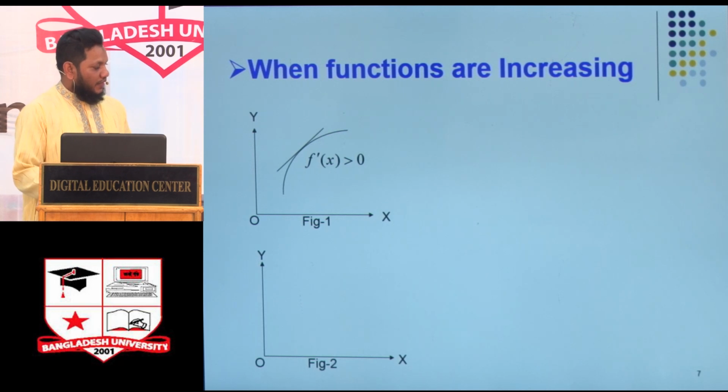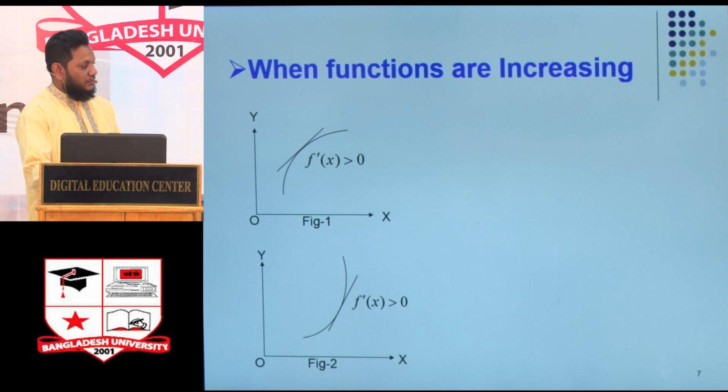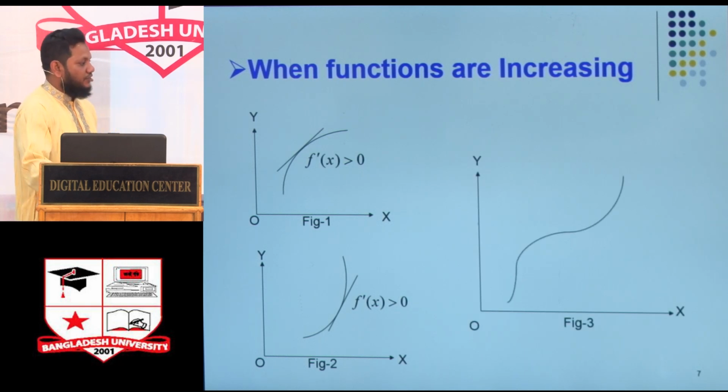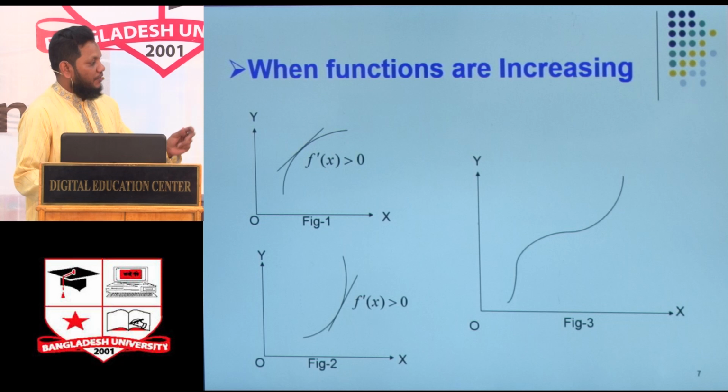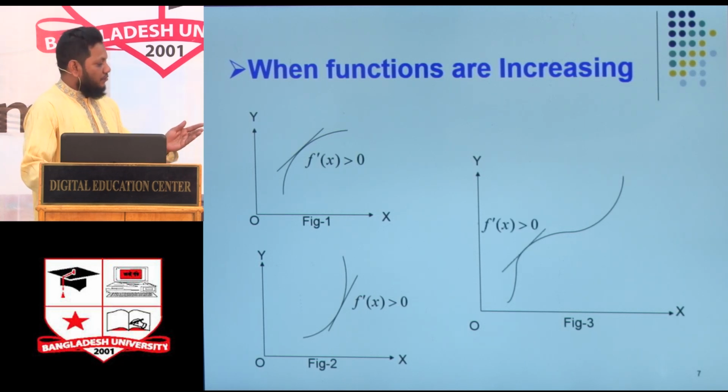Then we can look at another graph. This one is concave up. You see, another function is here, and if we draw any tangent at each point on this curve, f prime of x is always positive. So this function is also an increasing function. And we take another graph here. This is the combination of concave up and concave down. If we draw a tangent at any point in this graph, the slope is always positive, you see. So we can see figures 1, 2, and 3 are all increasing functions.